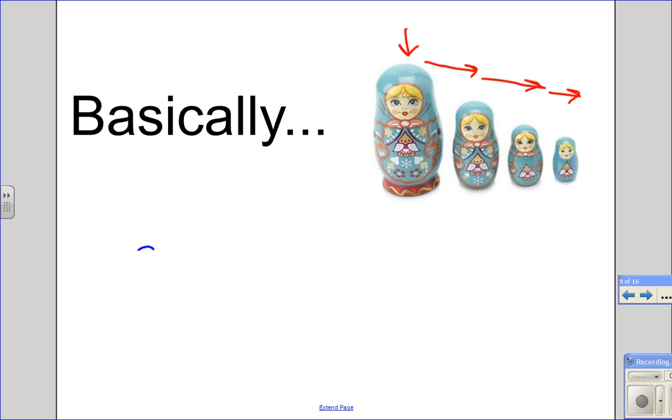A quick example, a simple example, might look like this. I don't know if this is the next one or not. No, it's not. Good, yay.